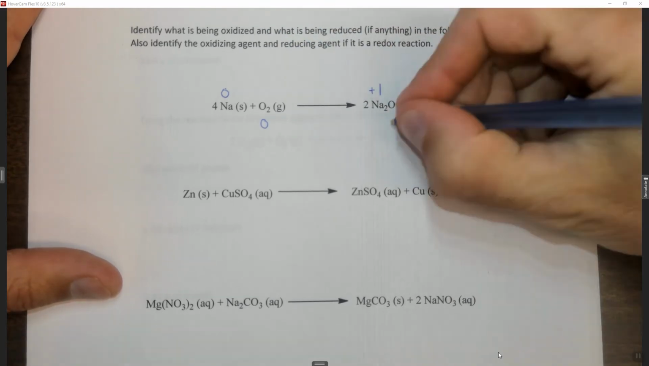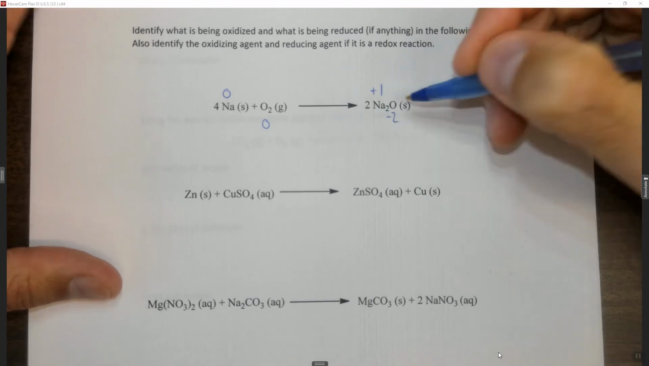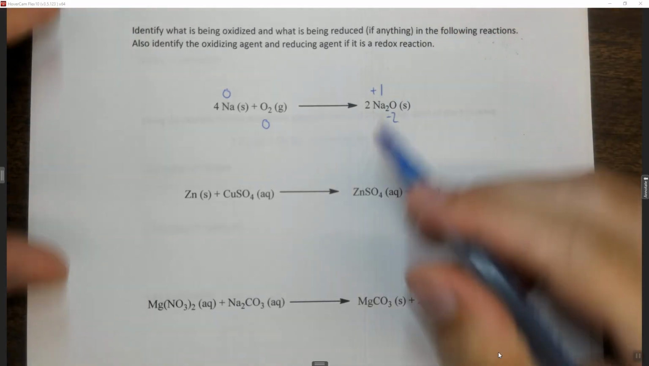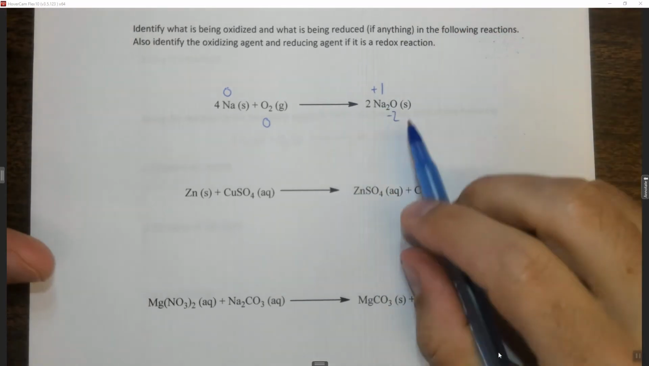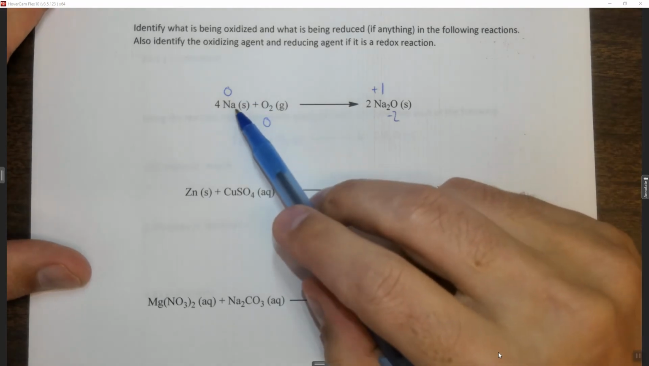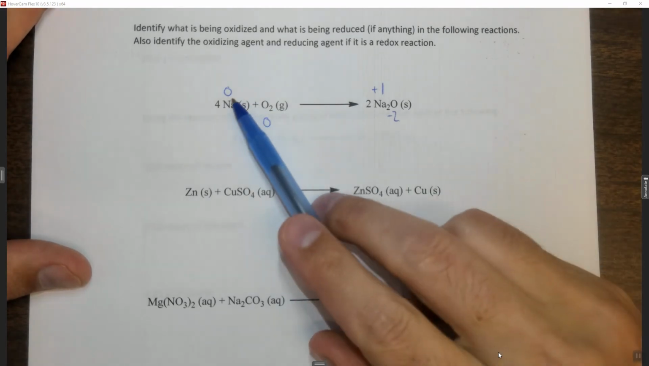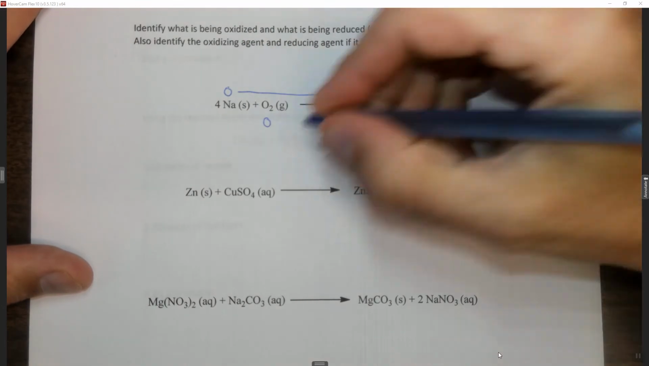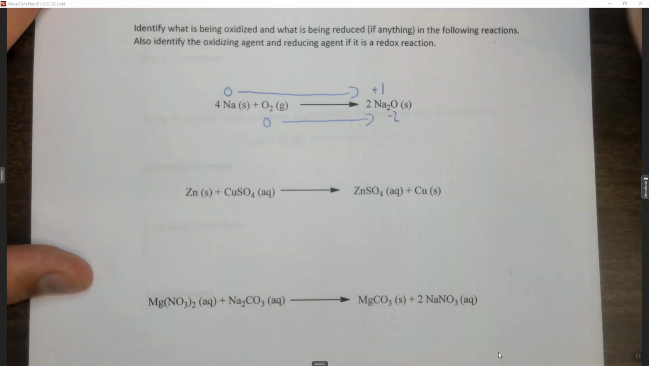Oxygen is a 6A nonmetal, so it's minus 2. Oxygen is always minus 2, whether it's covalent or ionic compounds. Sodium's not going to be in a covalent compound, right? Not in Gen Chem. So let's take a look at this. We have sodium going from 0 to plus 1, and we have oxygen going from 0 to minus 2.